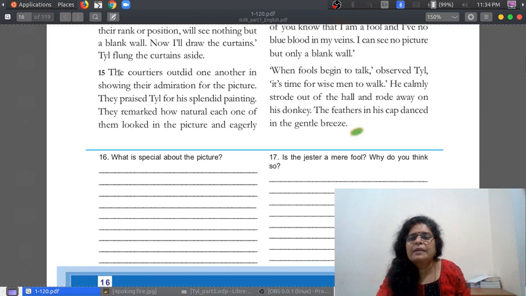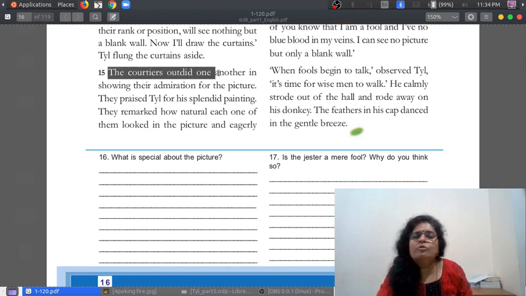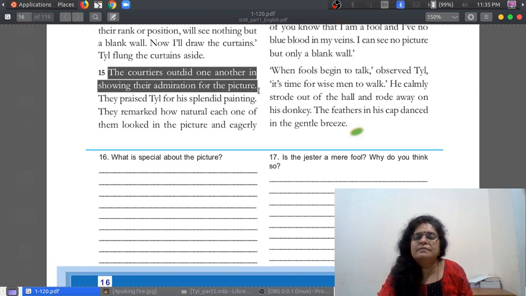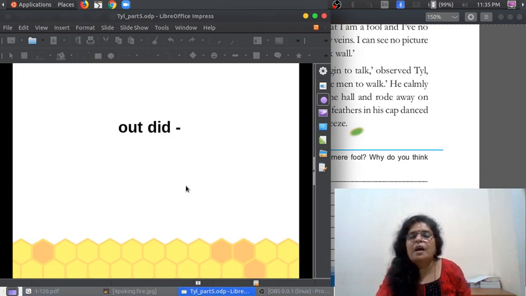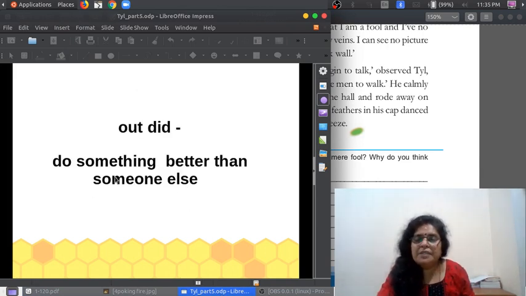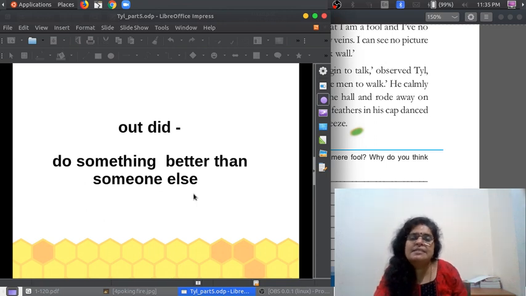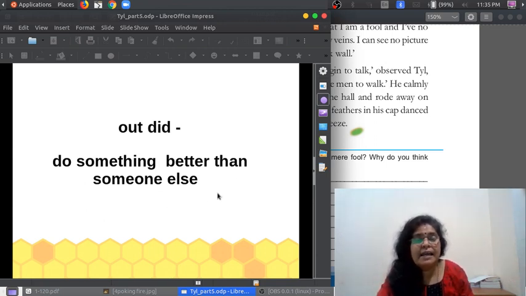The courtiers outdid one another in showing their admiration for the picture. The courtiers outdid. Outdid. What do you mean by outdid? Here, look here. Outdid means do something better than someone else. That is outdid.